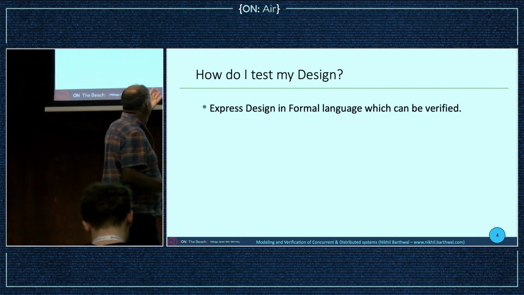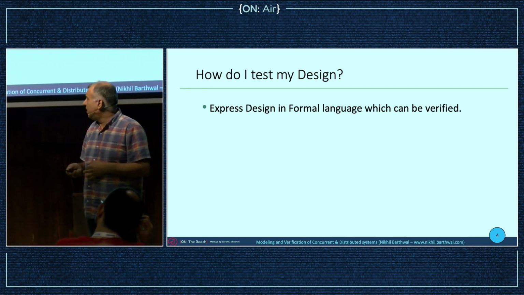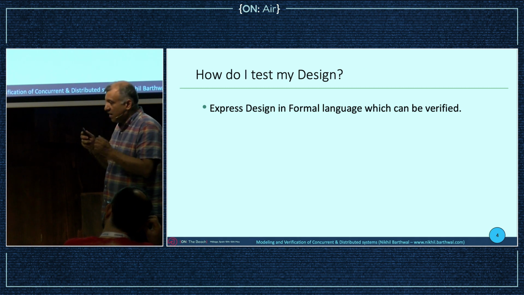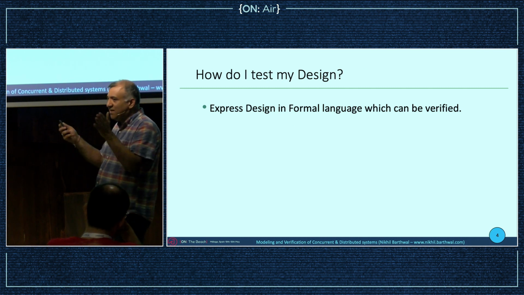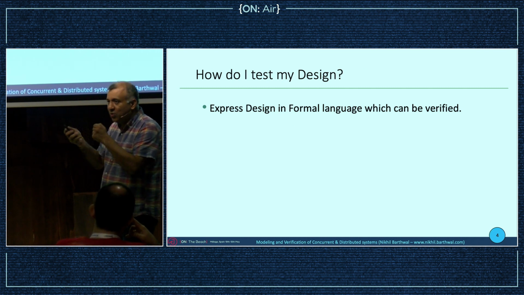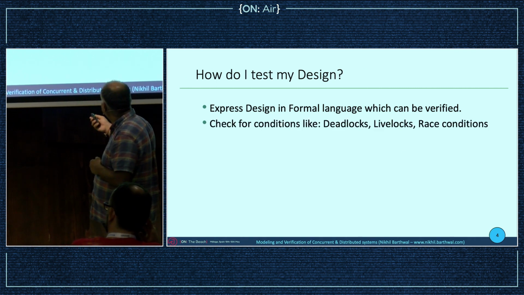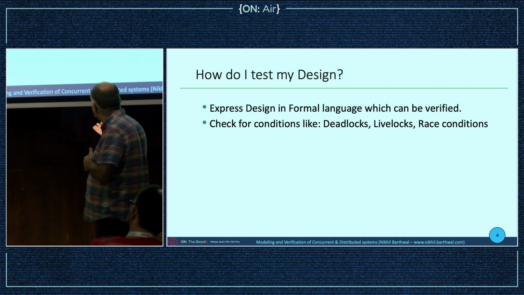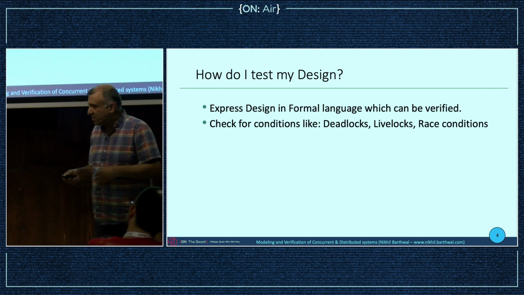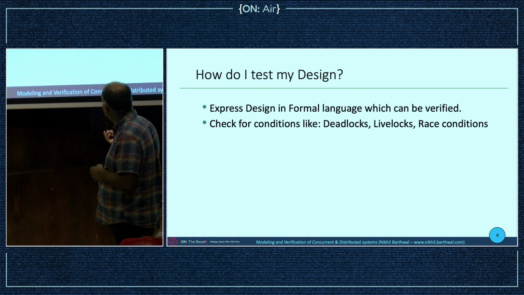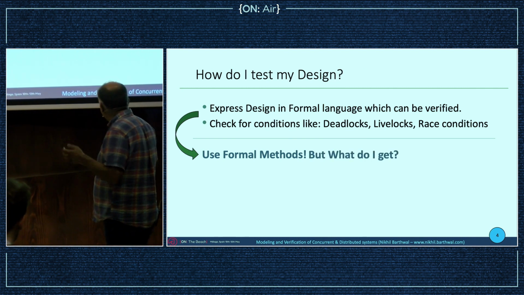Well, you express your design in some kind of formal languages, and we'll see some examples of it. So some kind of formal languages which can be verified. And I'm specifically using formal languages because informal languages like plain English leave a lot of ambiguity in them. So you don't want that ambiguity. And then what you do is you check for conditions, specifically since I'm talking about concurrent systems, these are things that can go wrong, but in general, a lot of things can go wrong, right? All the edge and border conditions. So you check for these conditions. So use formal methods.